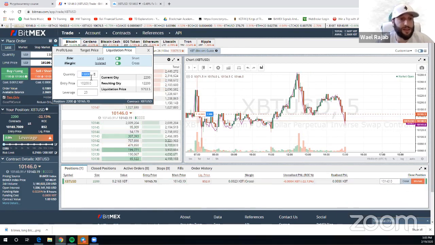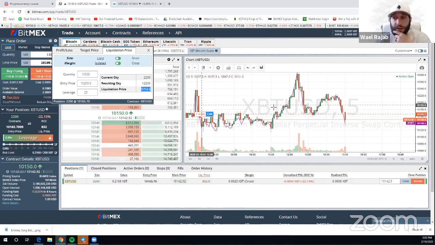So let's get back to this calculator. This is where you'd get liquidated. You lose the whole $500, but you can place your stop loss. Let's say you entered at 10,200. You can place your stop loss at 10,000 or 10,050.